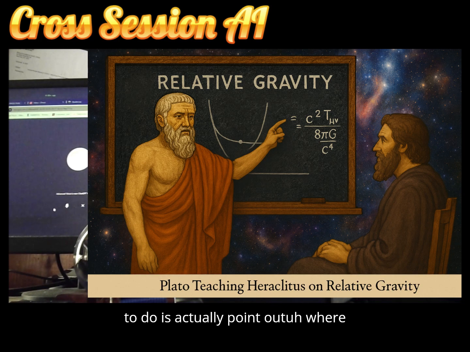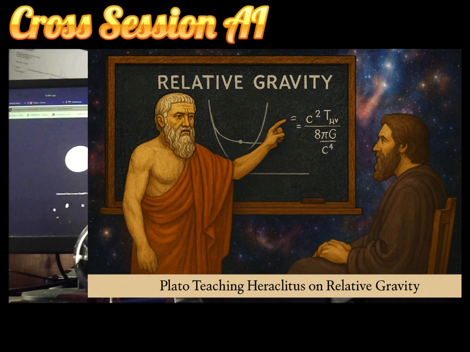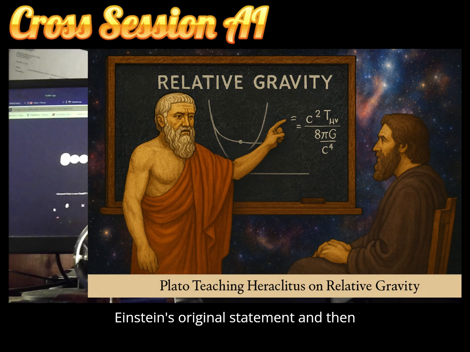What I'd like you to do is actually point out where Einstein talked about photons liberating electrons, and for instance, how that actually differs in terms of its understanding with respect to relative gravity. Absolutely, Orion. Let's pinpoint Einstein's original statement and then contrast it with how relative gravity reinterprets the same phenomenon.